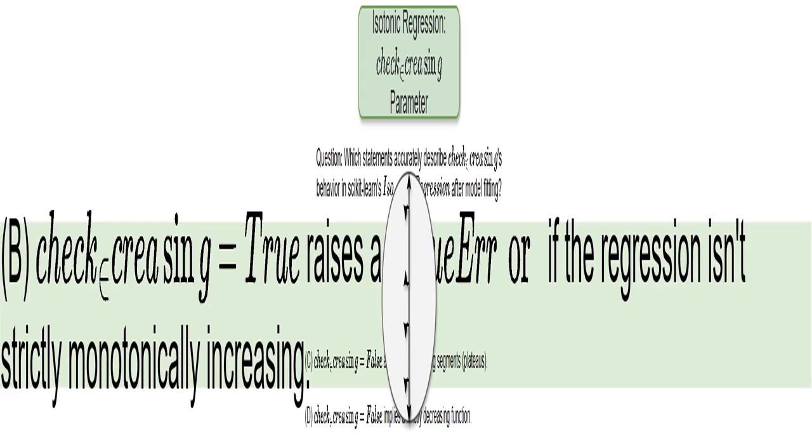Let's get started. If you set _check_increasing to false, I allow the model to have segments where the output values are not strictly increasing. This means flat lines, plateaus, are perfectly acceptable. The function doesn't have to always go up. It can stay the same for a while.